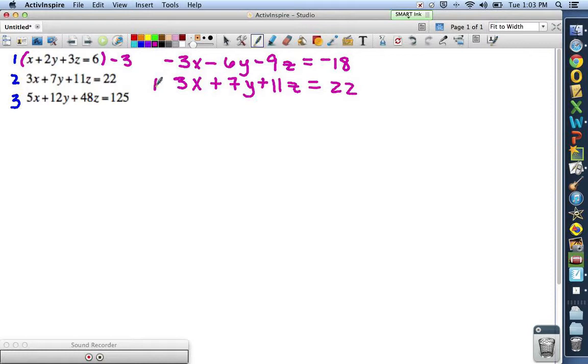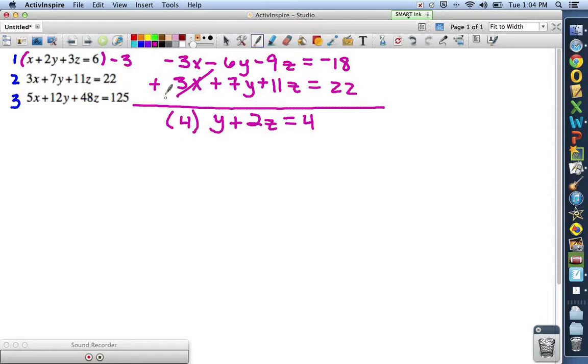So when we add, the x's cancel out. Negative 6y plus 7y is positive y. The z's become plus 2z, and negative 18 plus 22 is positive 4. We will now label that equation 4.